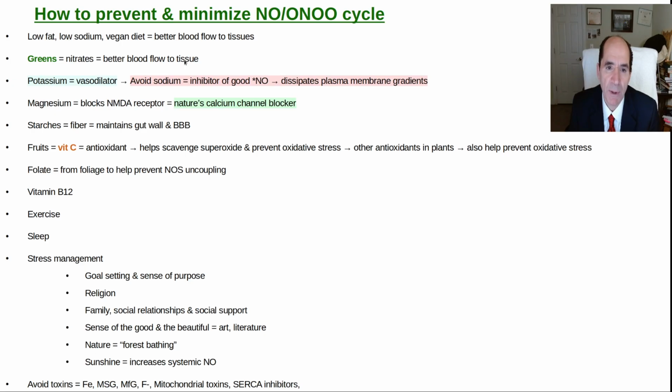The greens, like the nitrates from your salads, those are nitric oxide precursors for endothelial nitric oxide, the good type. You'll open up your arteries, prevent atherosclerosis, okay? Potassium is a vasodilator, so is magnesium. Magnesium, M for magnesium, M for mellow. It mellows you out, it calms you down, reduces anxiety. It's nature's calcium channel blocker to block the calcium channel of the NMDA receptor.